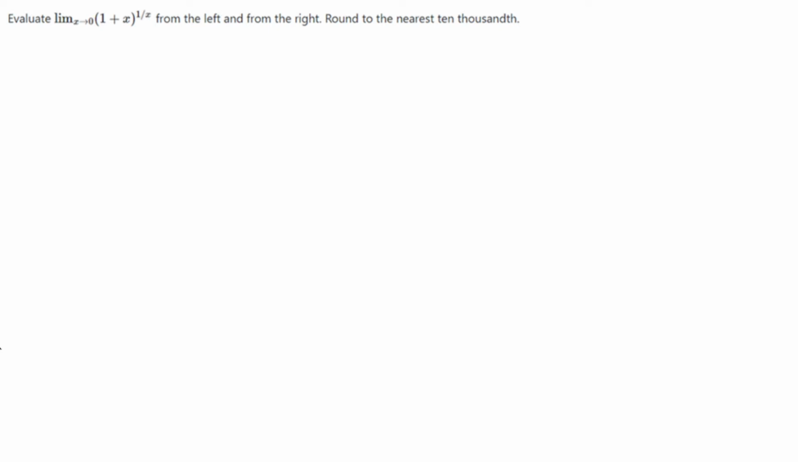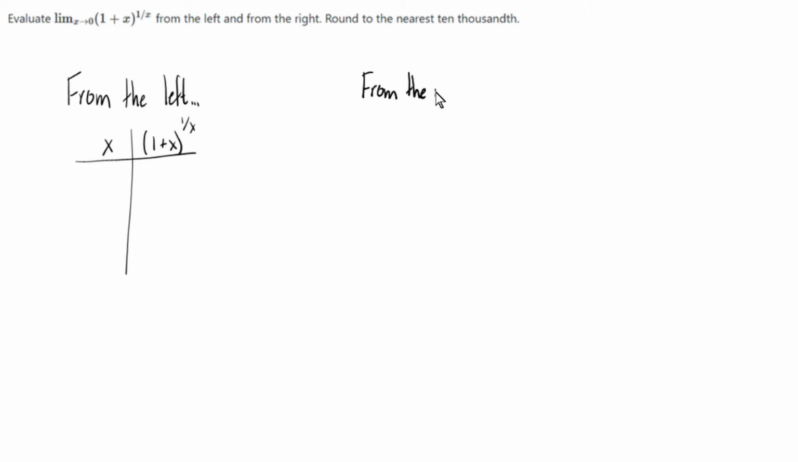So we're going to approach it from the left. So we're going to create a table of values. We have our x here, and then the function is (1 plus x) to the power of 1 over x. And we're also going to approach it from the right. And again, we have our x, and we have our function.